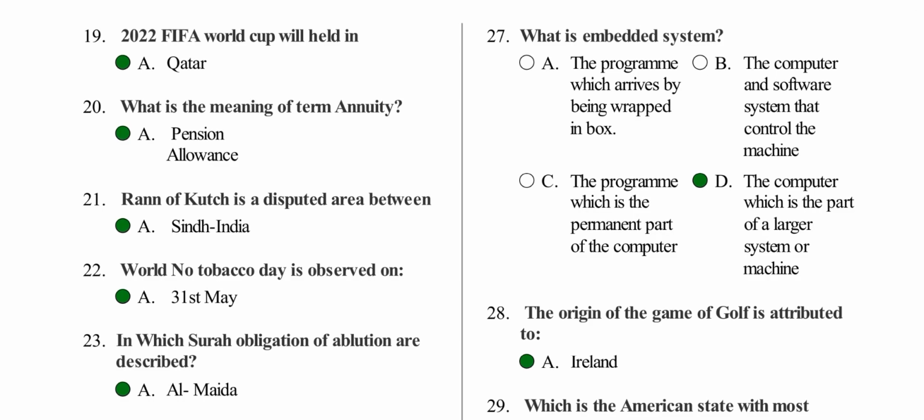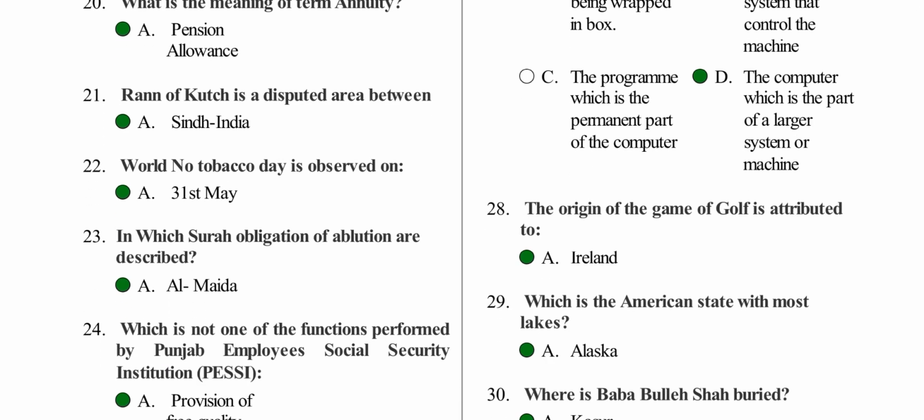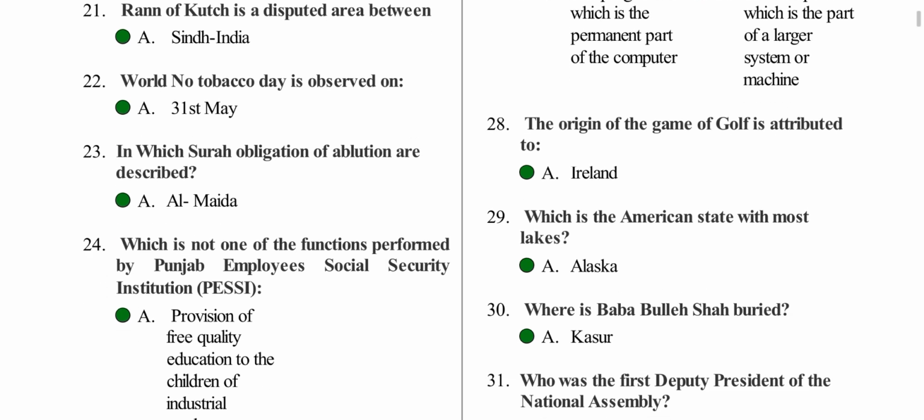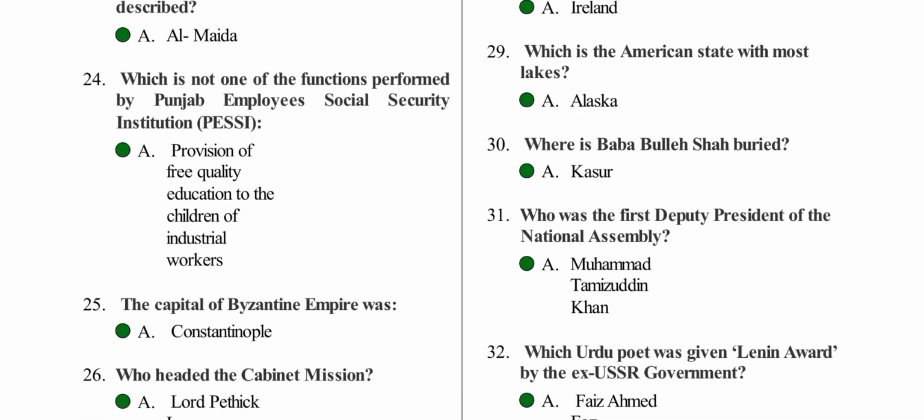MCQs number 27. What is an embedded system? A computer which is part of a larger system or machine. The origin of the game of golf is attributed to an island. Which American state has the most lakes? Alaska. Where is Baba Bulleh Shah buried? Kasur. 31 MCQs. Who was the first deputy president of the National Assembly?